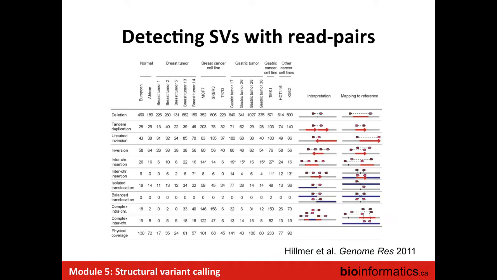So just to tell you, when we detect structural variants in the population, when we apply a method, we find a lot of them. The method to detect structural variants with read pairs is really efficient, but it also provides a lot of false positives. So you will need to do a lot of filtering of your data.